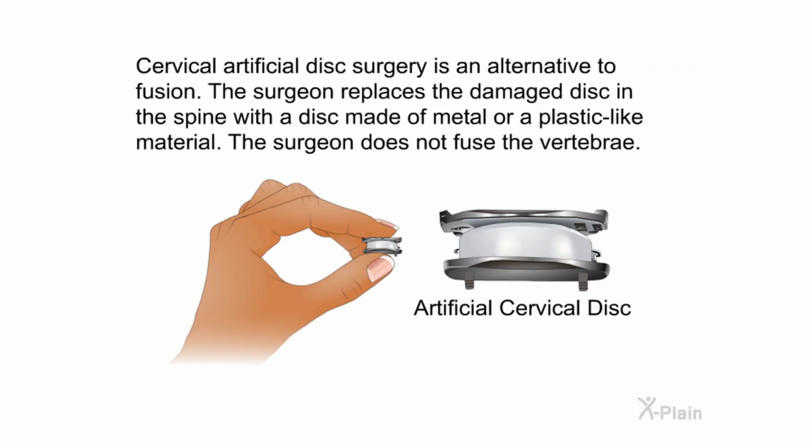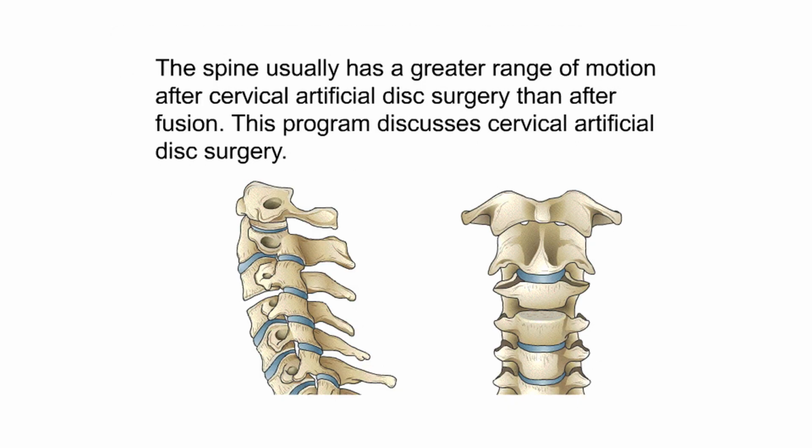Cervical artificial disc surgery is an alternative to fusion. The surgeon replaces the damaged disc in the spine with a disc made of metal or a plastic-like material. The surgeon does not fuse the vertebrae. The spine usually has a greater range of motion after cervical artificial disc surgery than after fusion. This program discusses cervical artificial disc surgery.